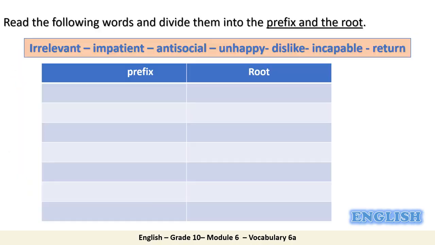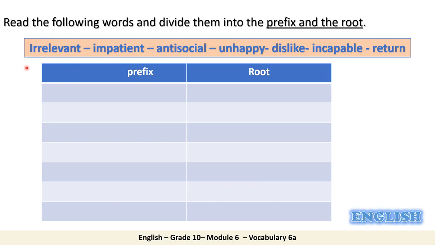Let's start. Now let's start with the following activity. Read the following words and divide them into the prefix and the root. Let's read these words together. Irrelevant, impatient, antisocial, unhappy, dislike, incapable, and return. Now, what do you notice about these words? Can we divide them into two parts?